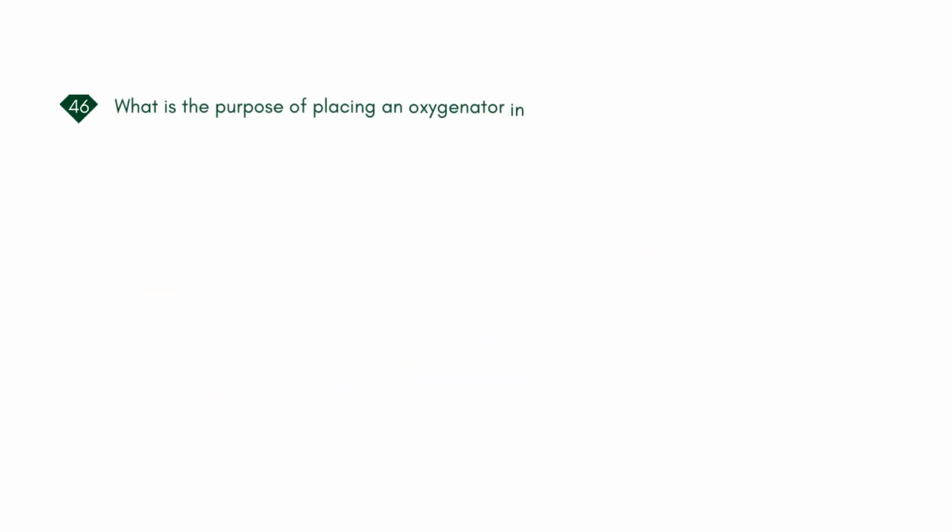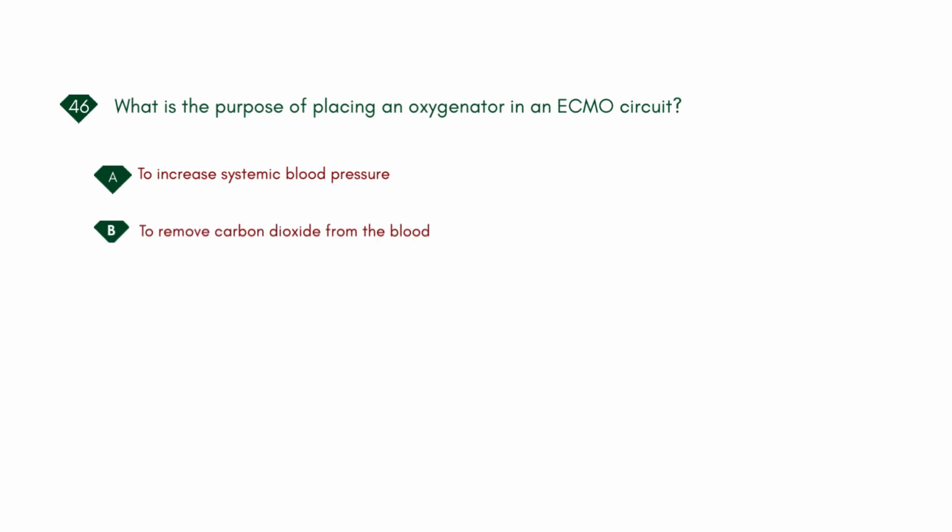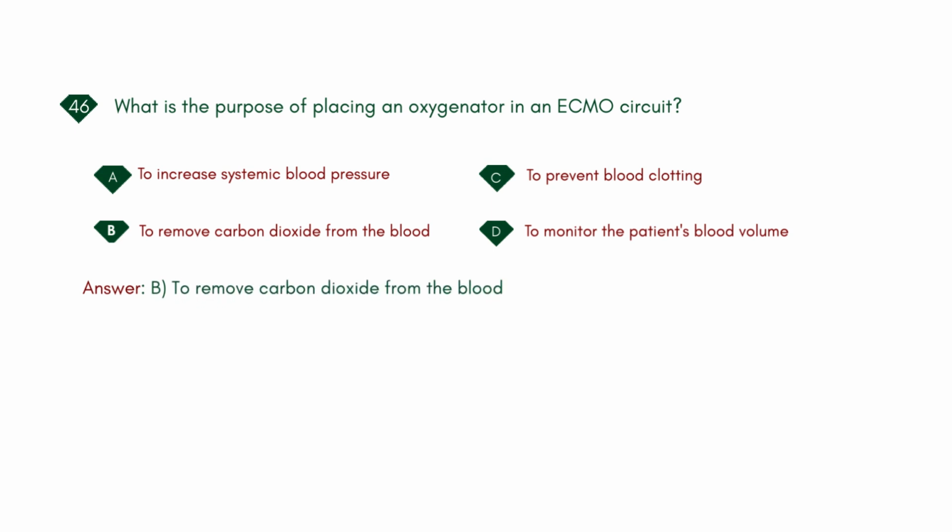What is the purpose of placing an oxygenator in an ECMO circuit? A. To increase systemic blood pressure. B. To remove carbon dioxide from the blood. C. To prevent blood clotting. D. To monitor the patient's blood volume. Answer: B. To remove carbon dioxide from the blood.